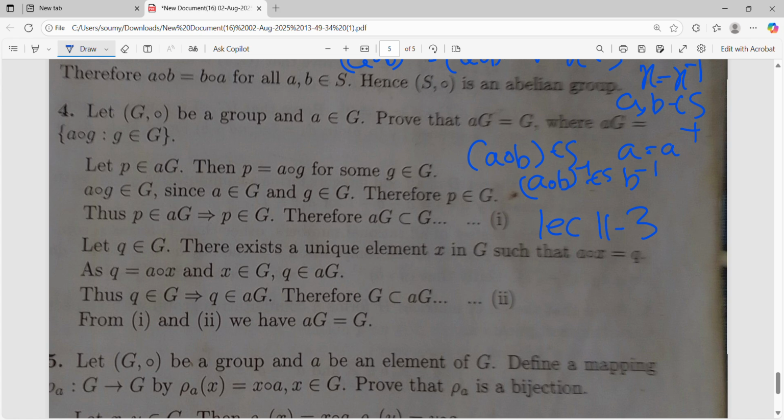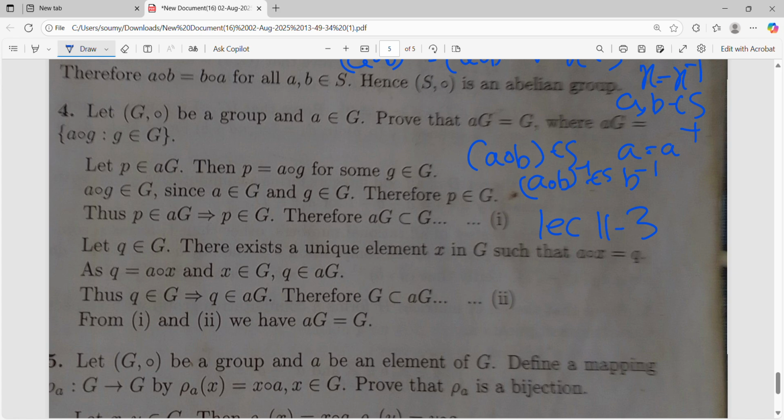So the problem says that let G under binary operation ∘ be a group and a belongs to G. Then we have to prove that aG is equal to G, where aG is the set defined by a compose g for all g belongs to G. For doing this problem, first we show aG is a subset of G, and G is a subset of aG. Then from equation 1 and 2 we will get what?